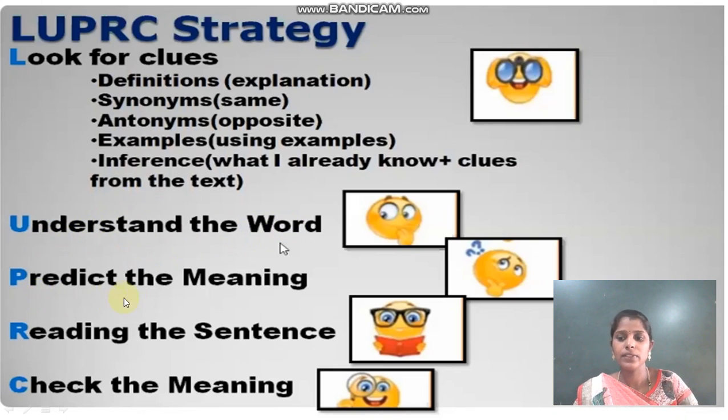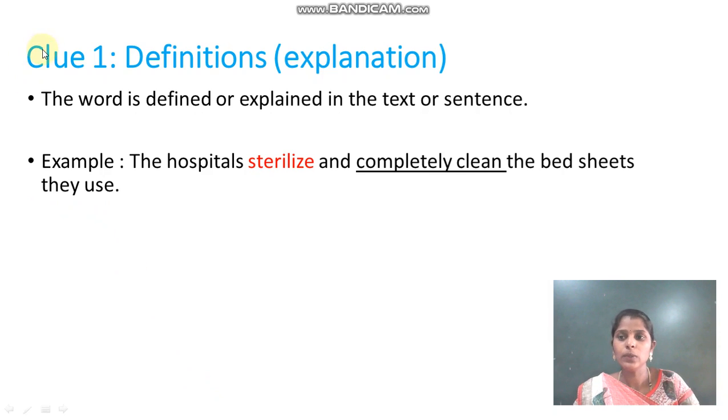U stands for understand the word. P stands for predict the meaning. R stands for read the sentence. At last, C stands for check the meaning. Now, we are looking into the clues. Before going to the clues, I want to say clues are nothing but a way to find and understand the new meaning of a word.